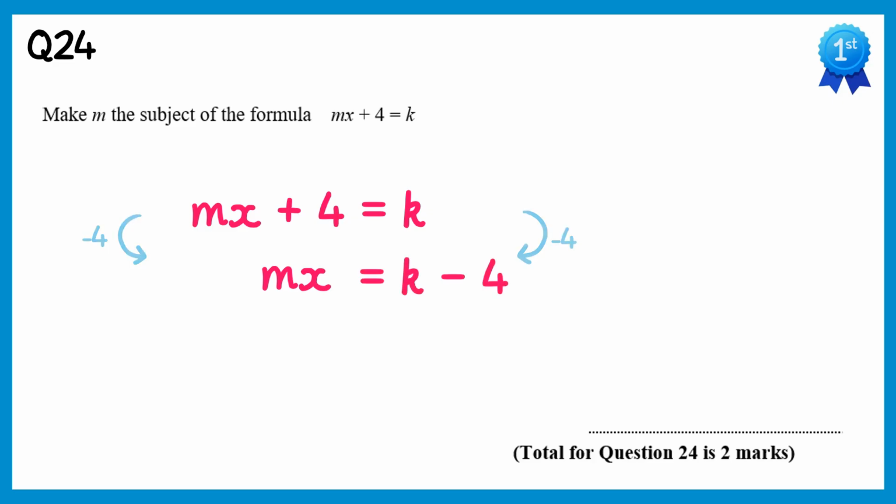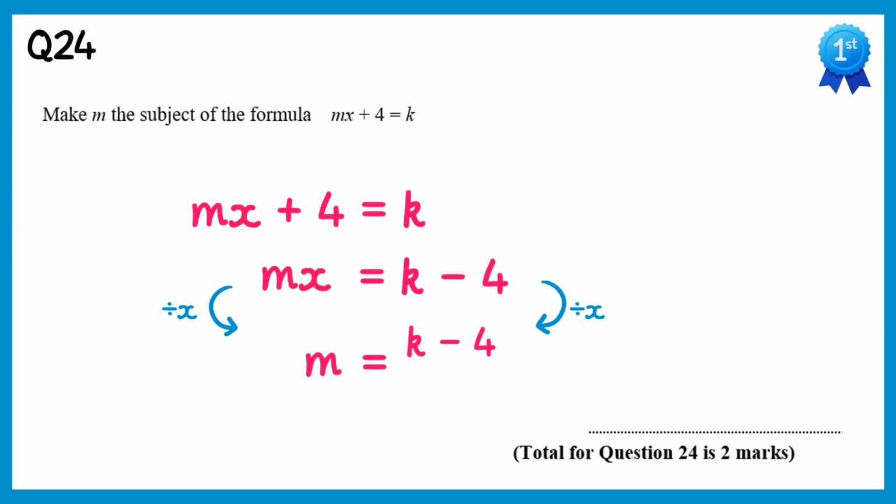Now on the left hand side, we've got mx, but we want m as the subject, so we want this x to not be there. So we're going to divide both sides by x. If you divide the left side by x, that will cancel that x and you'll be left with m. And the right hand side is k minus 4, but we're going to divide that by x, so we get k minus 4 all over x. And that's your answer to the question. You can now see that m is the subject because it's the term on its own.